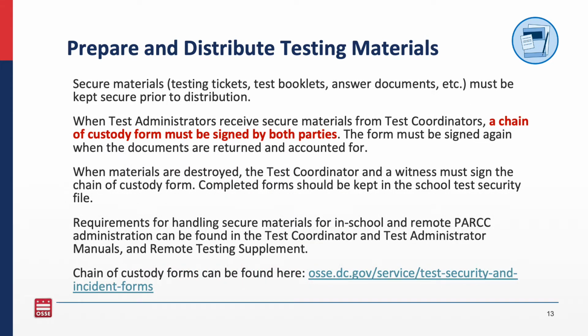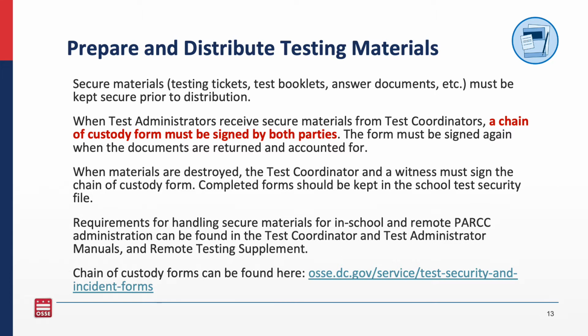Secure materials, including testing tickets, test booklets, answer documents, etc., must be kept secure prior to distribution. When test administrators receive secure materials from test coordinators, a chain of custody form must be signed by both parties. The form must be signed again when the materials are returned and accounted for. When materials are destroyed, the test coordinator and a witness must sign the chain of custody form. Completed forms should be kept in the school test security file.